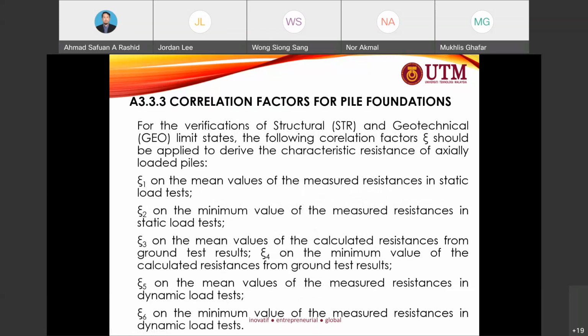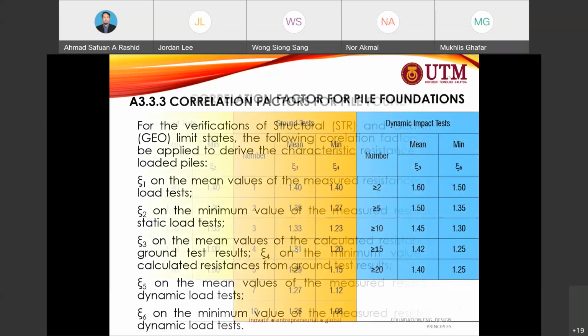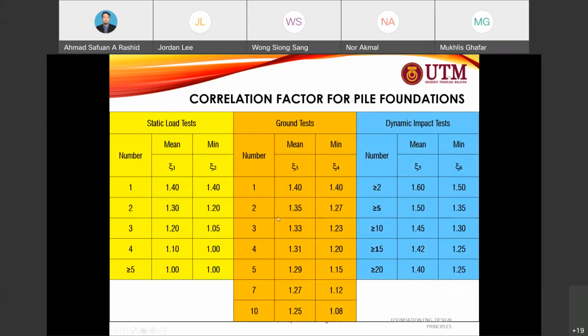So this is the explanation on all the notation. The mean value is calculated from the resistance ground test, and this is the minimum value. So this is the number of testing.